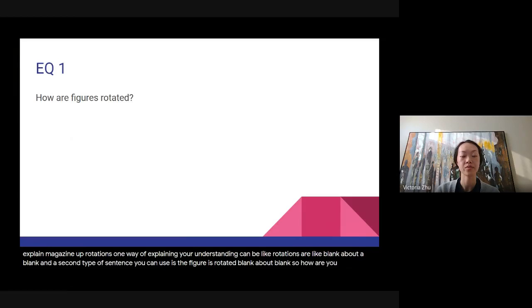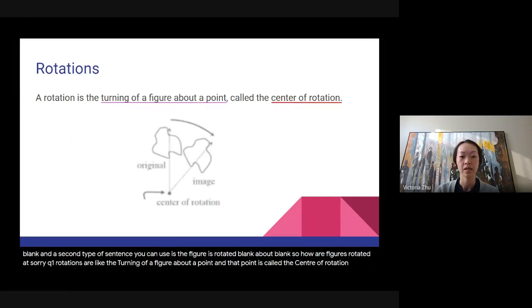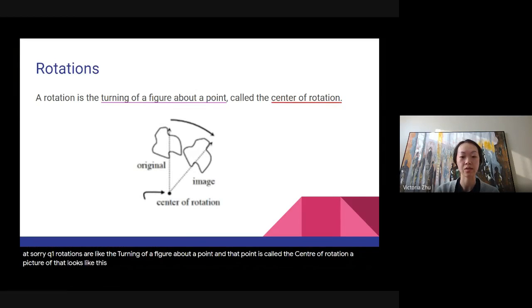So how are figures rotated? That's our EQ1. Rotations are like the turning of a figure about a point, and that point is called the center of rotation. A picture of that looks like this, and so you'll see on the bottom is our point of rotation. That controls how the figure is rotated, and you can rotate one direction or the other direction.